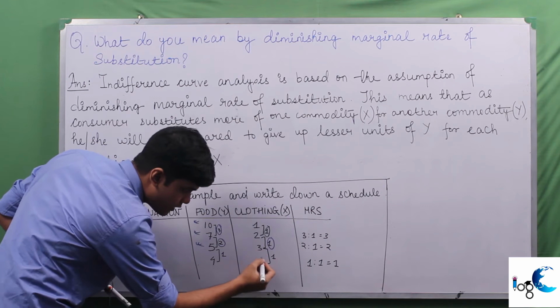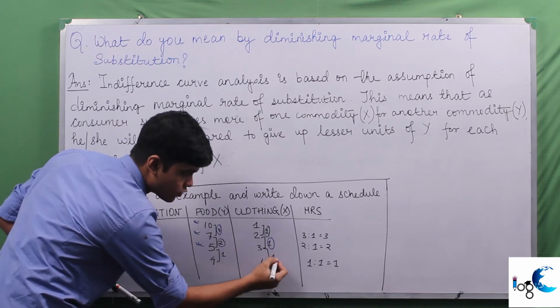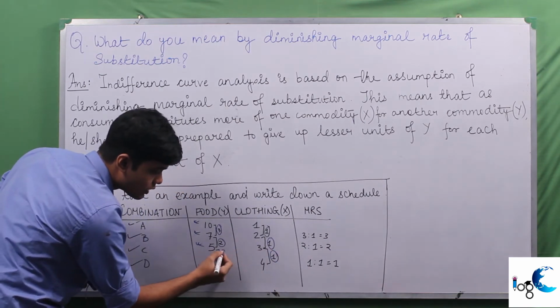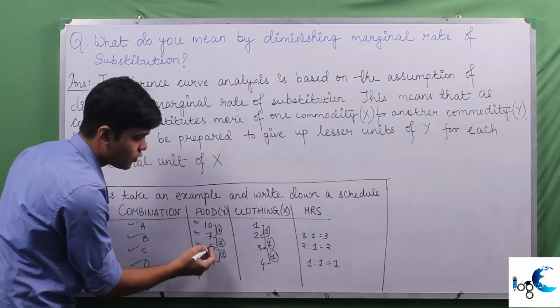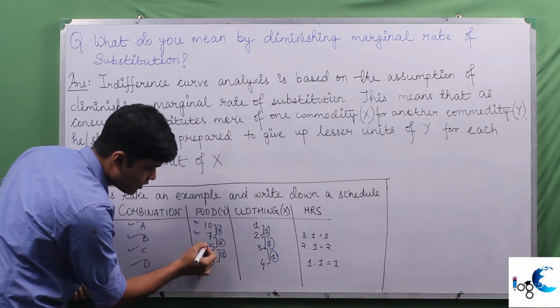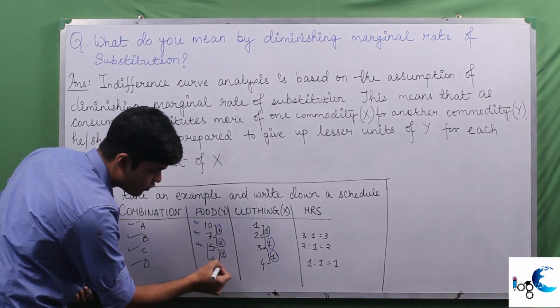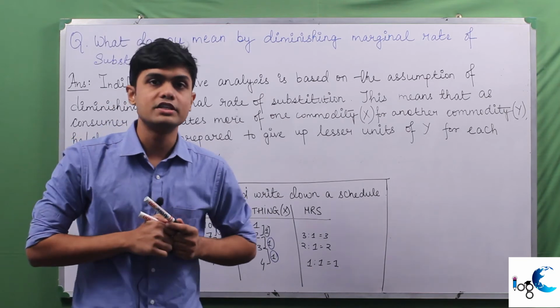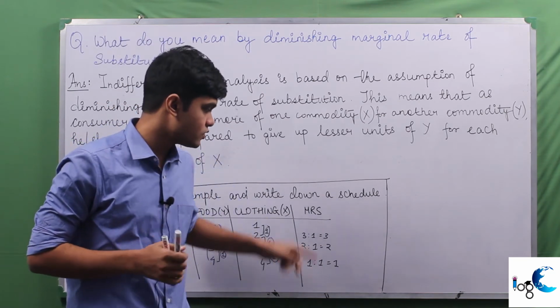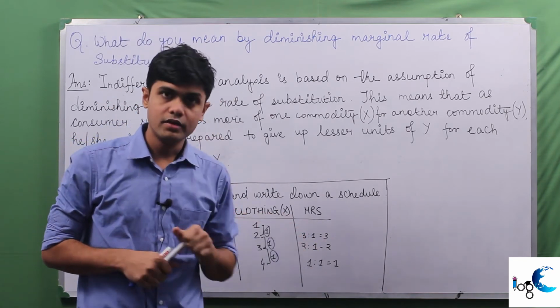Again, when you increase the consumption of clothing by 1 unit, you are willing to give up only 1 unit of food because the amount of food remaining with you falls. So, from 5 to 4 is only 1. This is the exact case portrayed by diminishing marginal rate of substitution. So, you can see 3, 2, 1.